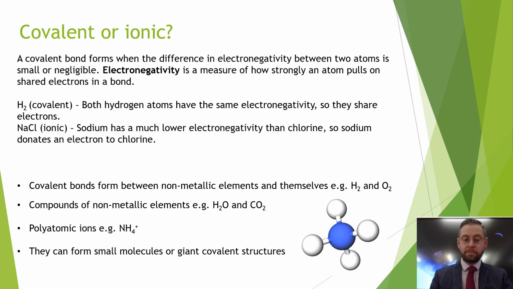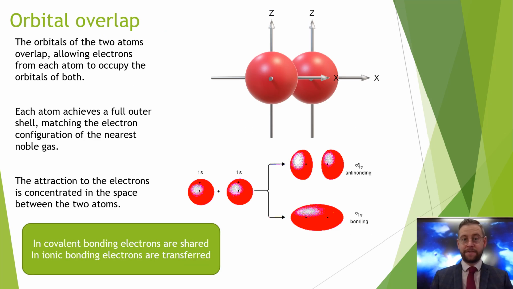And these can form small molecules such as O2, CO2, and also some giant covalent structures like diamond, and we'll hear more about that later. So how does this fit in terms of the orbitals? Well, in a covalent bond, the two outer orbitals overlap, and this means the electrons in those orbitals are now existing in both orbitals of both atoms. They're shared in between the two, and the electrostatic attraction to that electron holds the two nuclei in position relative to each other.